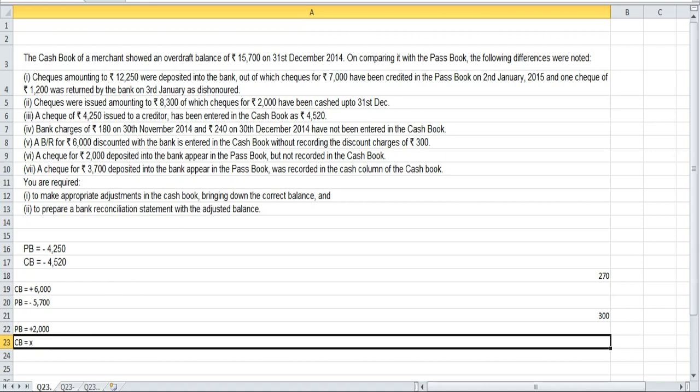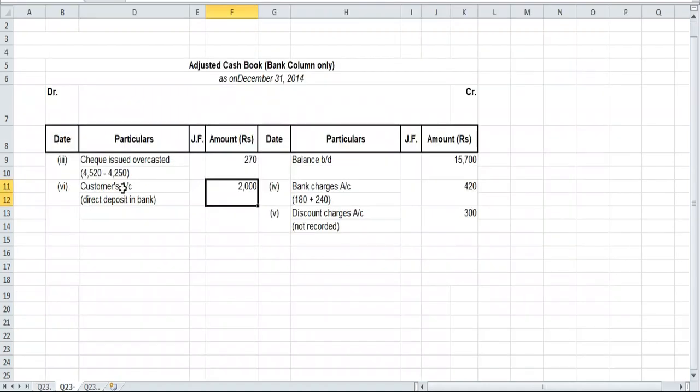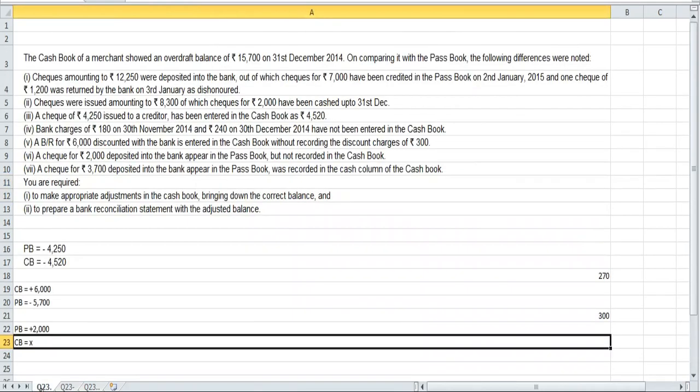Now, why did we write in the to side? Because what mistake had we done? We have not received in the cash book. So on the to side we are receiving 2000. Okay, next we have number 7.